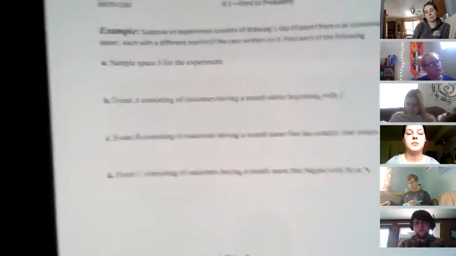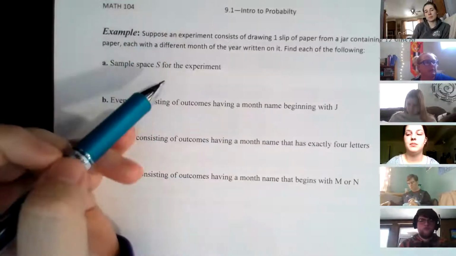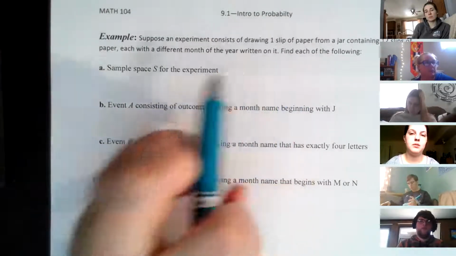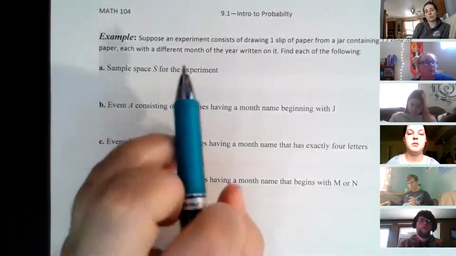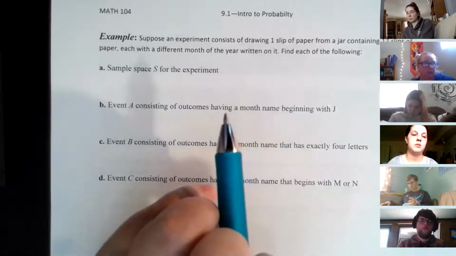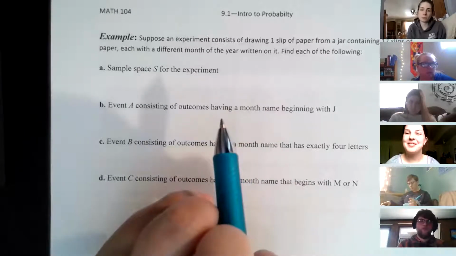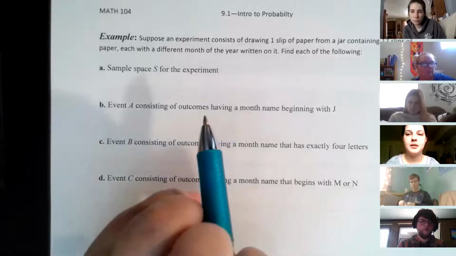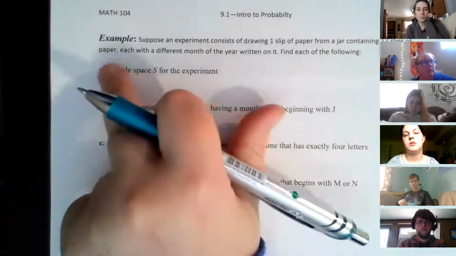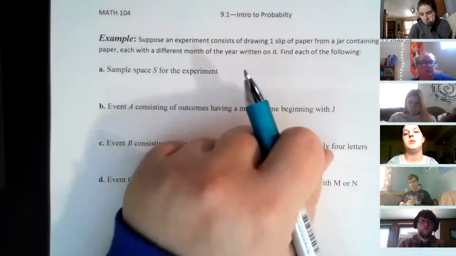Let's look at this problem. Suppose an experiment consists of drawing one slip of paper from a jar containing 12 slips of paper, each with a different month of the year written on it. Find each of the following. So what would be the sample space? Would it be 1 through 12? So it has each month of the year written on each of the slips.